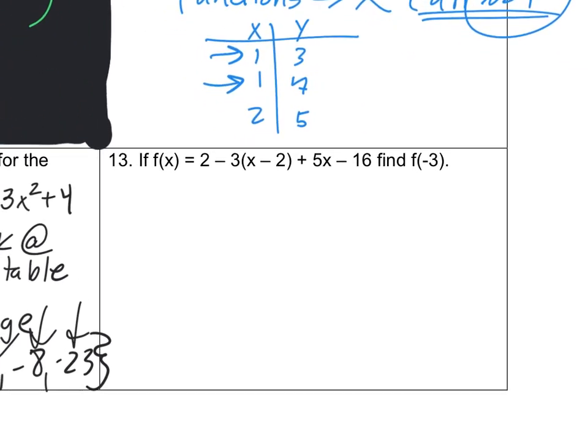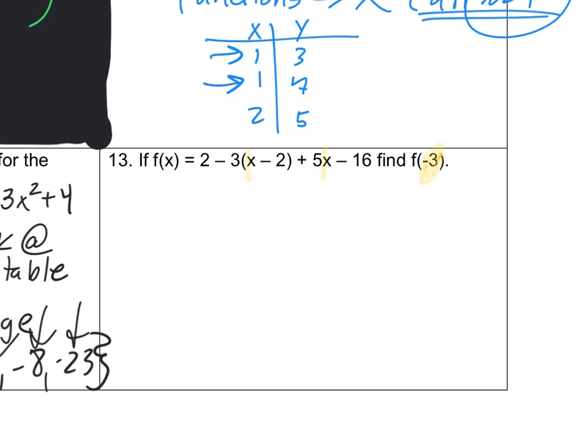Now, let's take a look at number 3. I've already told you that I'm partial to using the calculator on these types of problems, so we're going to go ahead and plan for that. So here, they want to know what f is at -3. And I know -3 is where the x is going to go.